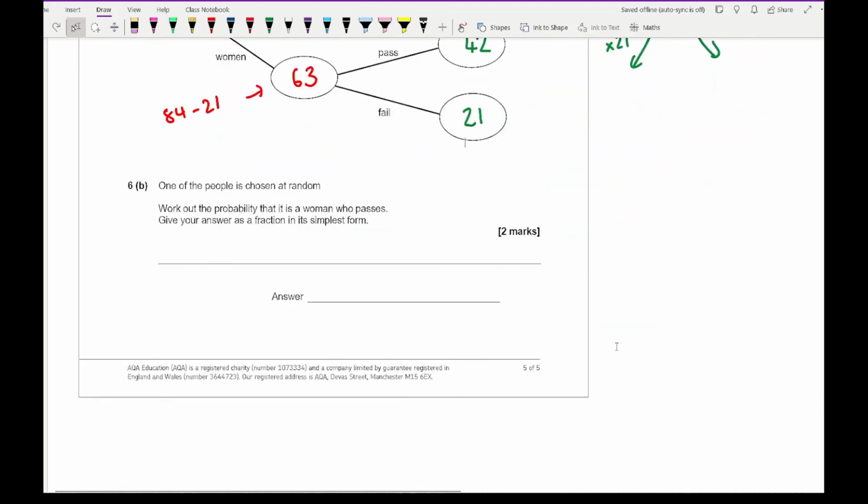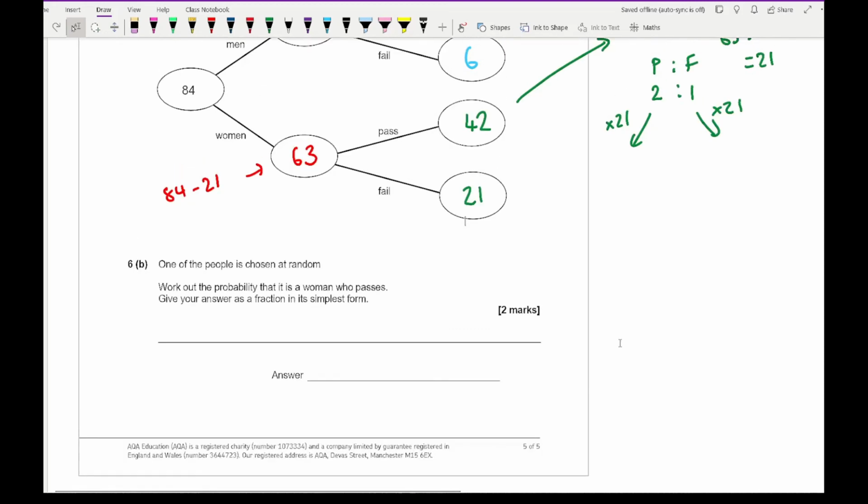Then moving on to 6b, it says one of the people is chosen at random. Work out the probability that it is a woman who passes. Give your answer as a fraction in its simplest form. So the number of women who pass is going to be this number here. So that's going to be 42 over a total of 84. And we can simplify that as a fraction as being a half.